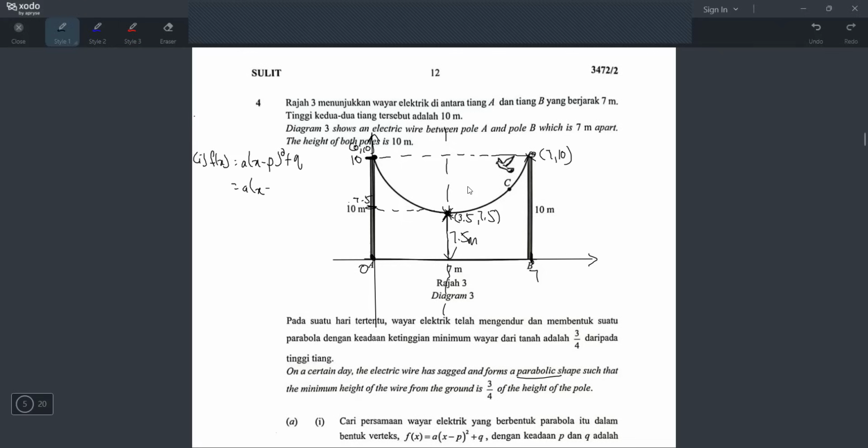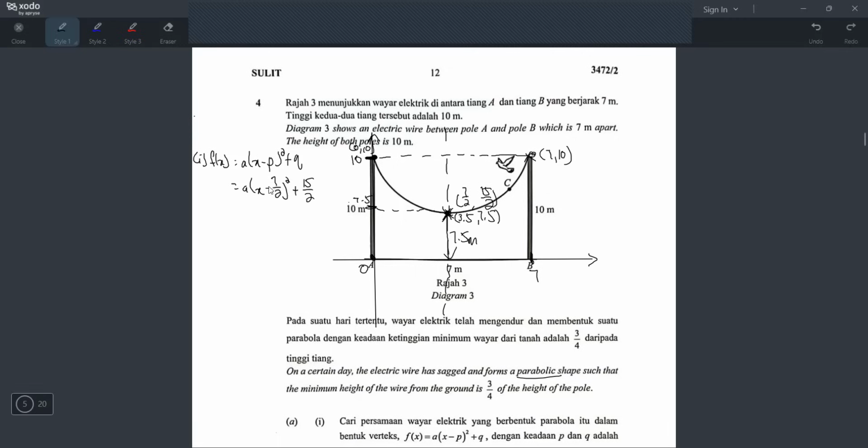What is 3.5 in fraction? You can use a calculator to help you convert. 3.5 and then shift ABC. 7 over 2, right? And then 7.5 in fraction is how much? Let's use the calculator. 15 over 2, right? So this is the vertex form. So when you put the p, you have to write minus 7 over 2. And then when you put the q, you have to write plus 15 over 2.